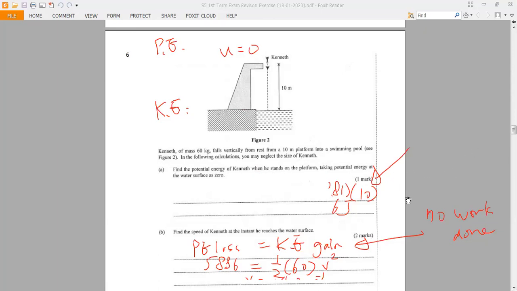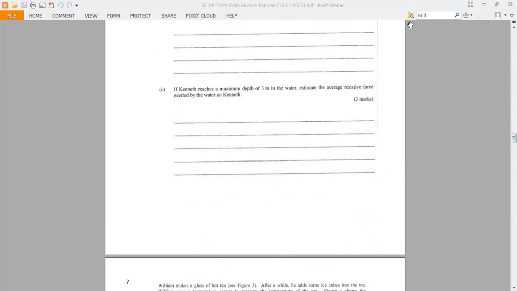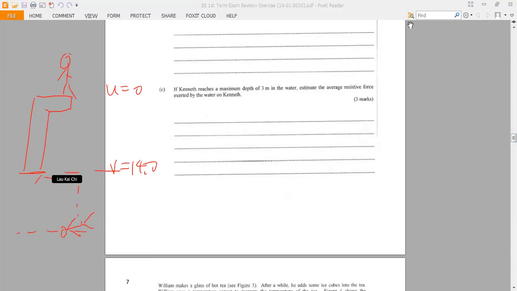Now you know that Kenneth has a speed on the water surface, 14 meters per second. So part C. Wait, let me draw again. This is Kenneth. And u equals 0, v equals 14.0. And now he would be at the lowest position, 3 meters. Not to scale. This is 10 meters, and when Kenneth reaches the maximum depth, his final velocity would become 0. So I need to find out the resistive force exerted by the water on Kenneth.